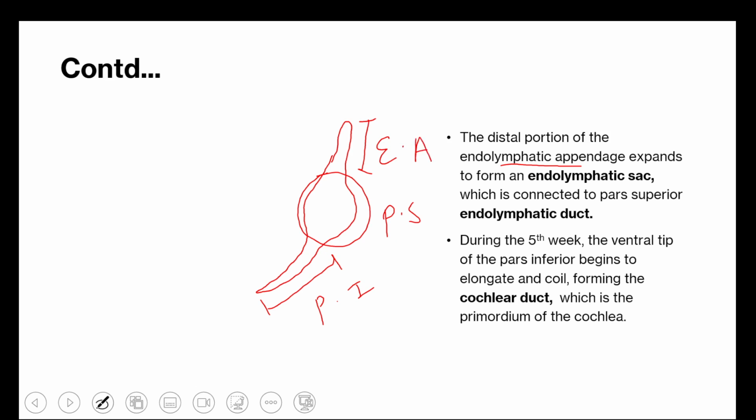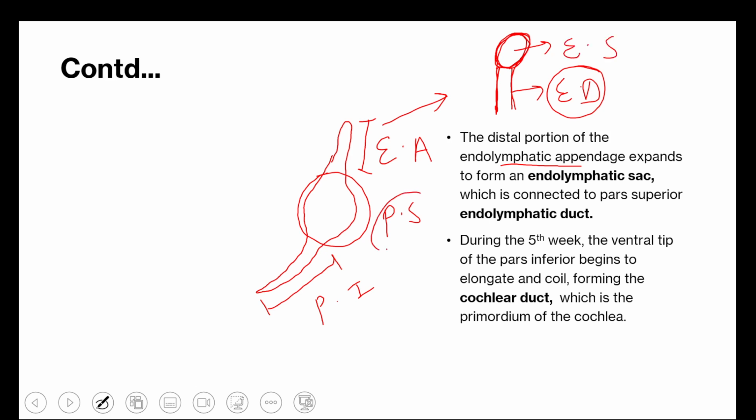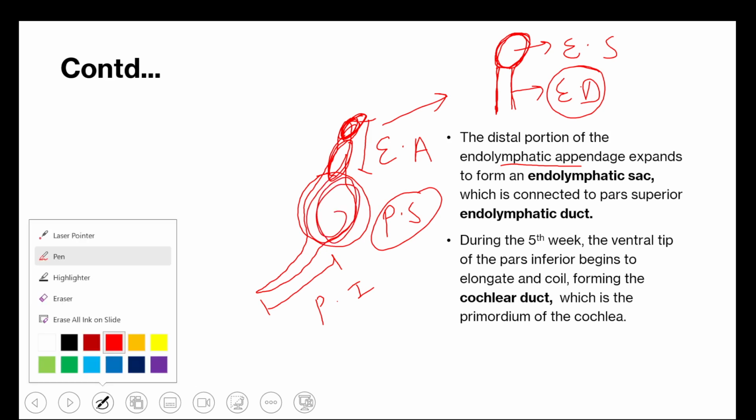Yes, and you see here that this endolymphatic appendage, distally, will form the endolymphatic sac, and the remaining portion will form the endolymphatic duct. This endolymphatic duct will connect the endolymphatic sac to the pars superior. You can see this distal region will form the sac, and this will form the duct, and that duct will connect this to the pars superior initially.